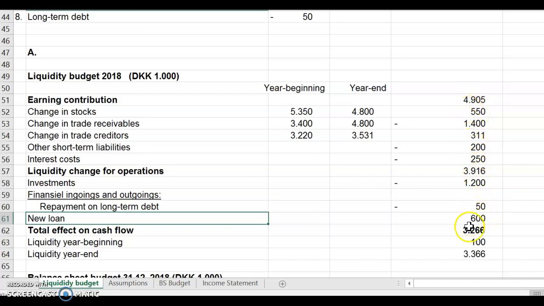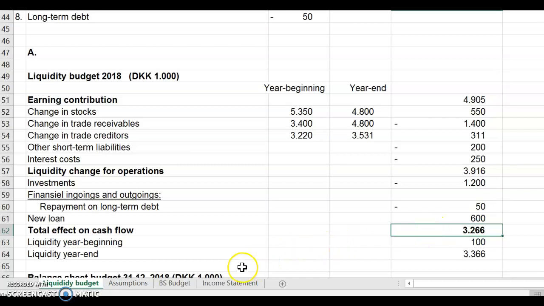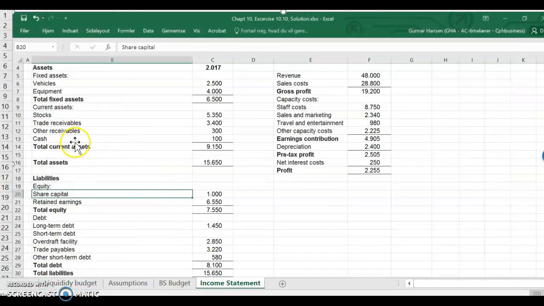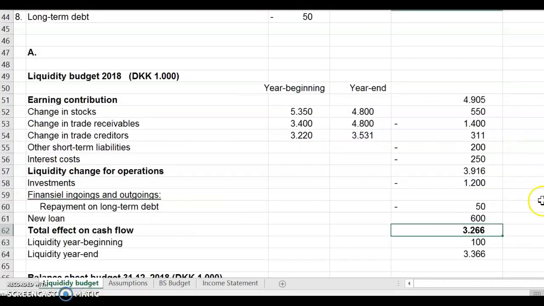If we add all these, we have a total effect on the cash flow during 2018. It's 3,266. And then we can see here that we started with cash 100. So our liquidity beginning of the year is 100, and plus the 3,266, it gives us this liquidity end of the year, 3,366.